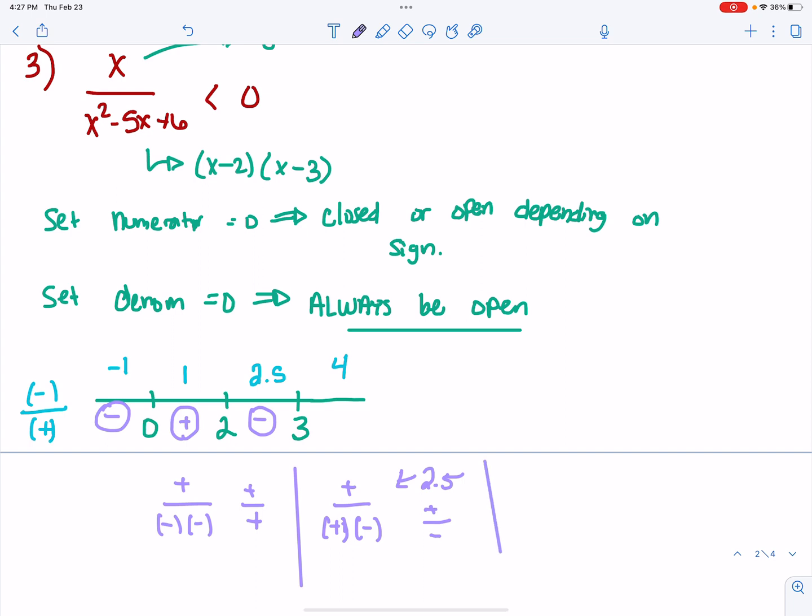I think I said this earlier. Likewise, I don't care about the value of the y value. The only thing I care about is the sign at each region. At 4, I have a positive value on top. And then on the bottom, I have 4 minus 2, which is positive. 4 minus 3, which is positive. A positive over a positive times a positive is a positive.